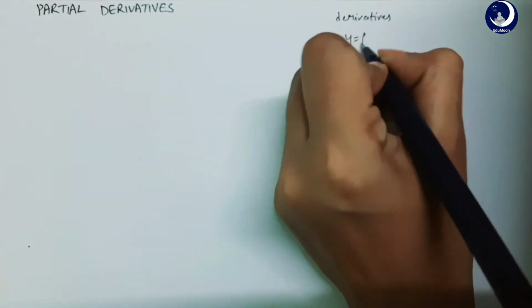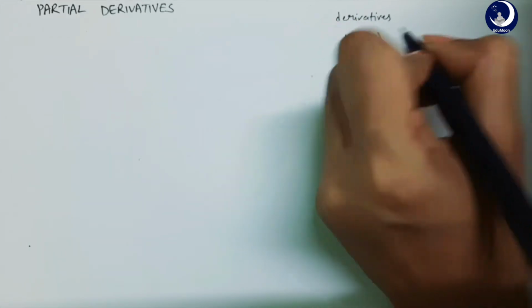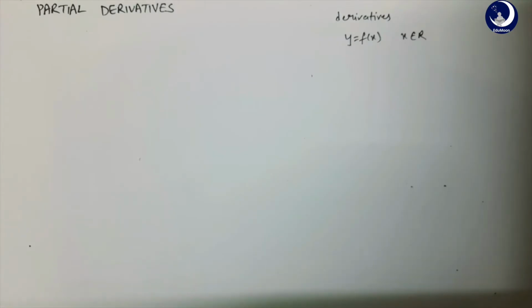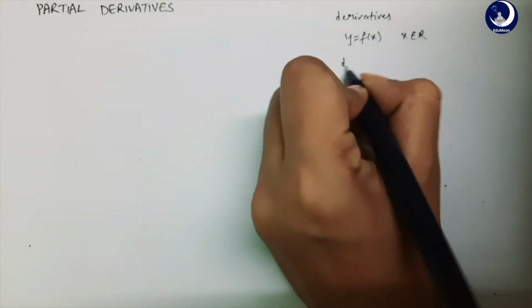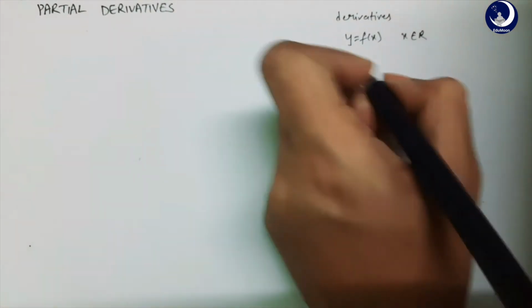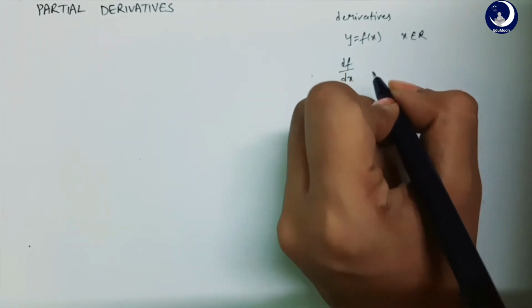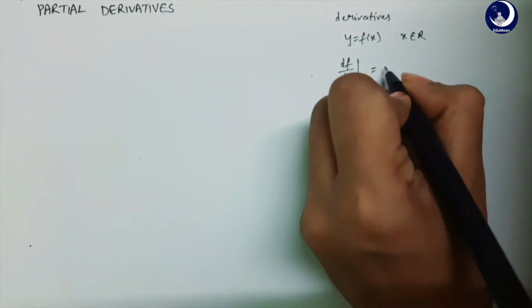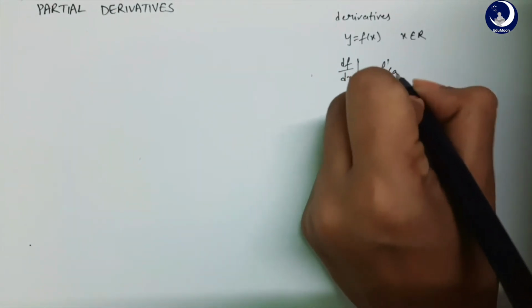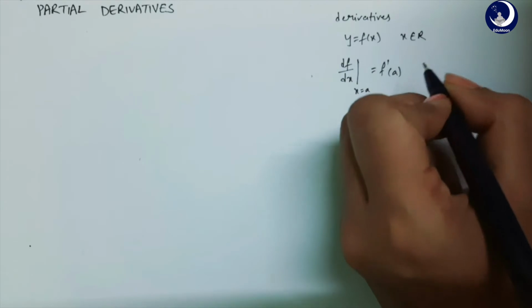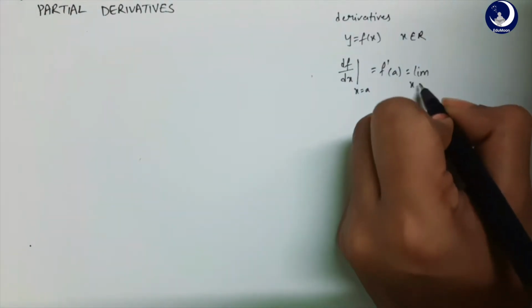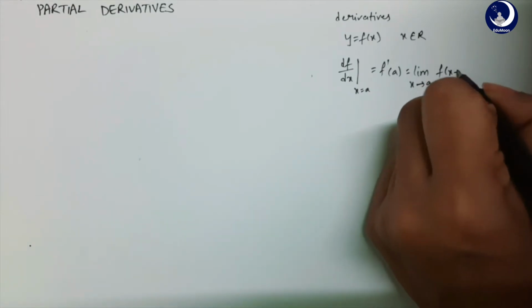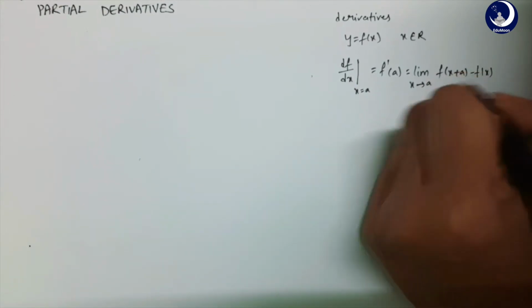So, let's take a single variable function y equals f of x, where x is the independent variable and x belongs to R. Since it has one variable, we directly differentiate it with respect to x, which is df by dx. Let's say we're differentiating at x equals a. So this will be equal to f dash a, and f dash a can also be written as limit x tends to a, f of x plus a minus f of x by a.